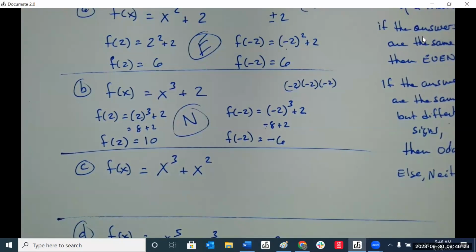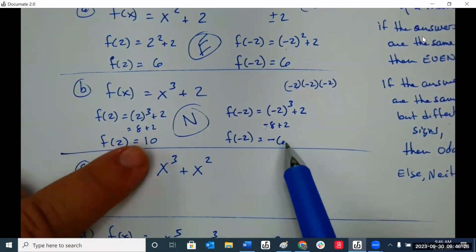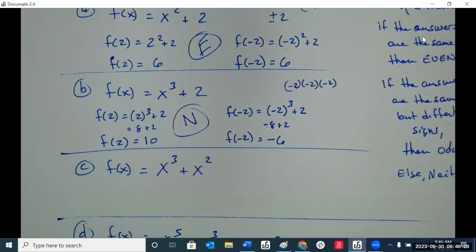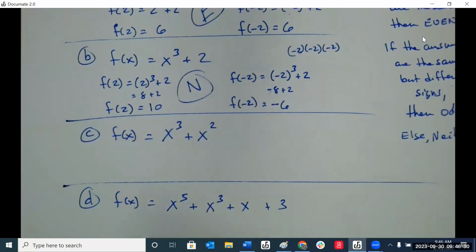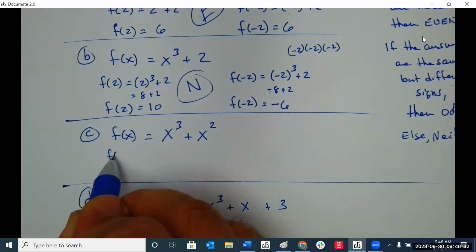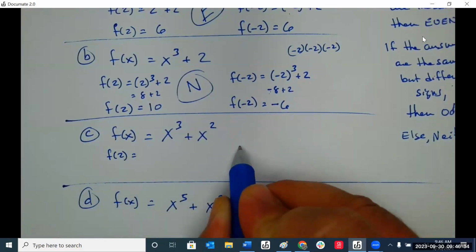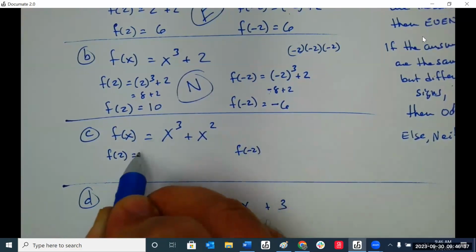Because in order to be odd or even, they have to have the same answers, just different signs or same signs. F of 2, f of negative 2.